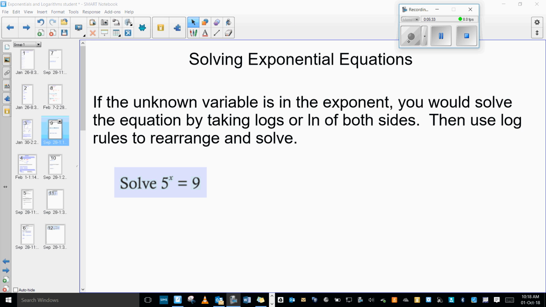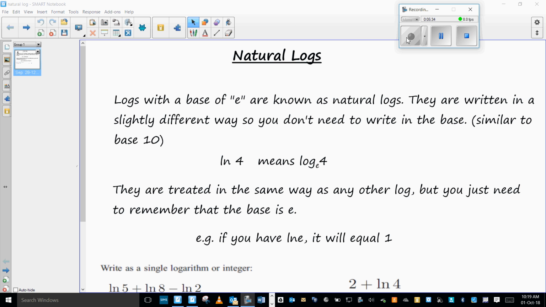Alright, so natural logs. These are logs with a base of e. Okay, so remember we talked about e briefly the other day. So e is that special number, 2.71, and so on.